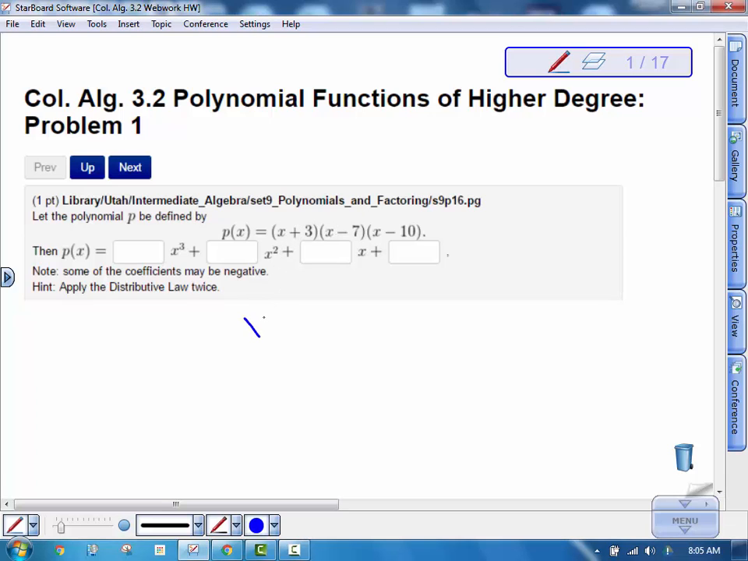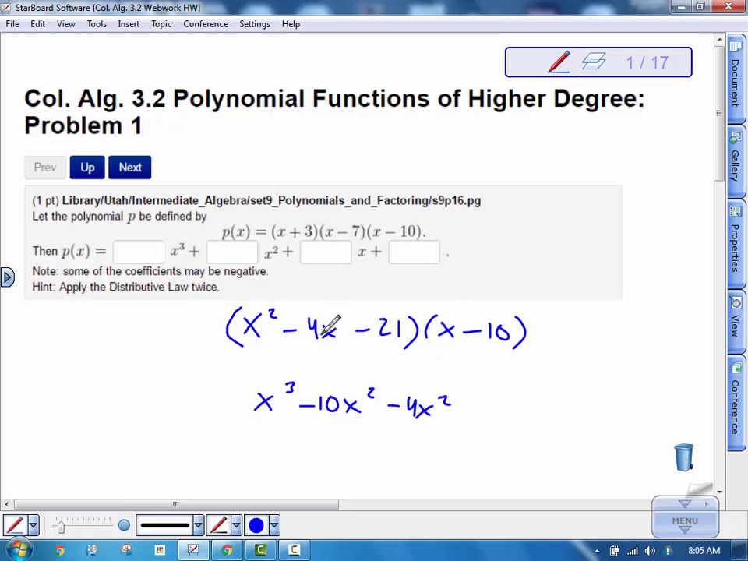So first times first gives you x squared. Middle terms would be negative 7x and 3x, which makes negative 4x. And the last terms would be negative 21, the last term. And then we still need to multiply that by x minus 10. And so first times first gives you x cubed. First times second is negative 10x squared. Negative 4x times x is negative 4x squared.